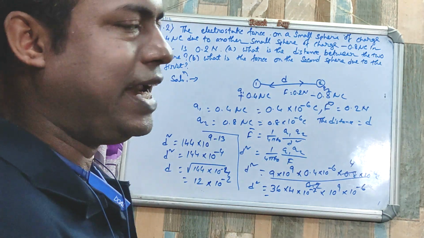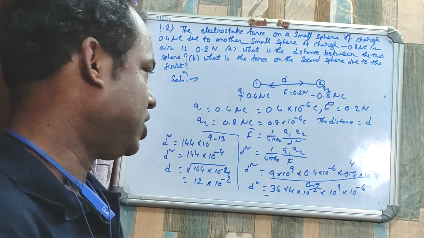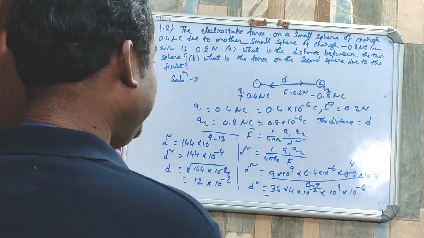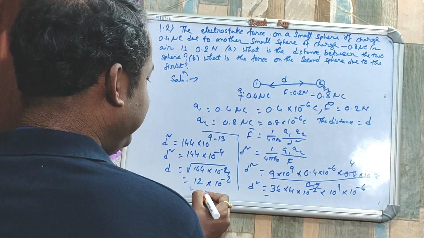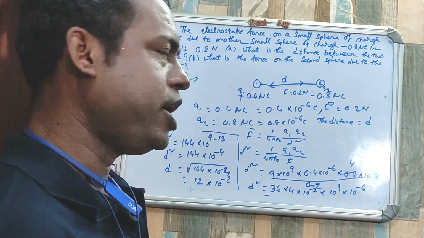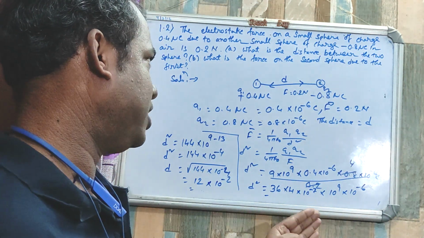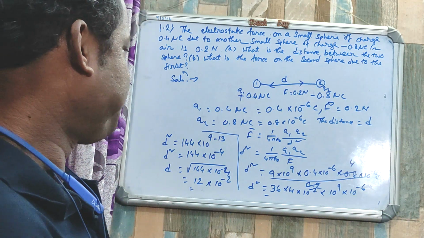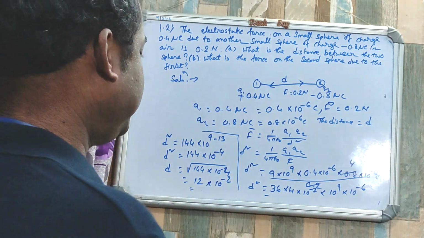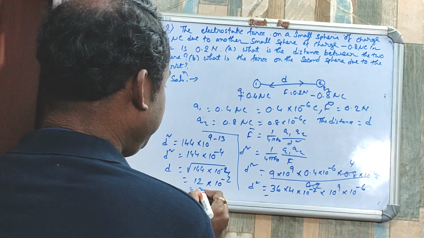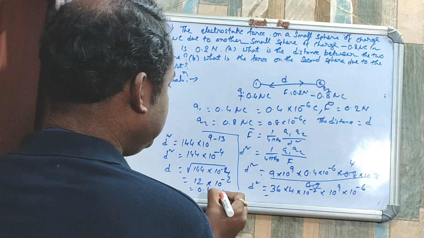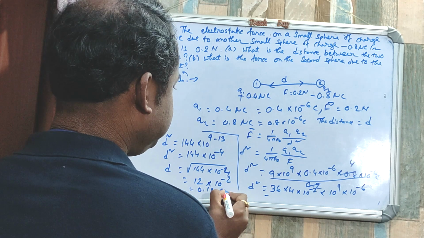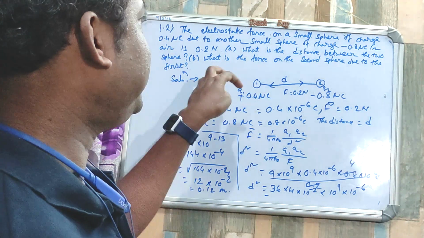So d, the separation between the bodies, equals 12 into 10 to the power minus 2, and it may be written in the form 0.12 meter. Okay.